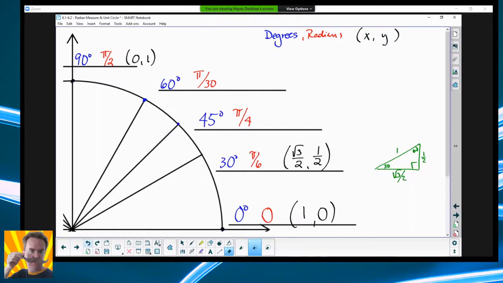Again, we're going back to the 30, 60, 90 triangle. The short leg is going to be 1/2 the hypotenuse. The hypotenuse on all these is just 1, a general radius. For the 45 degree reference angle here, we're going to, again, drop another altitude.